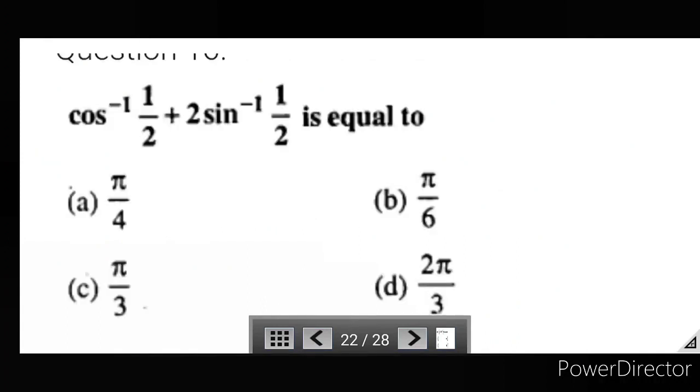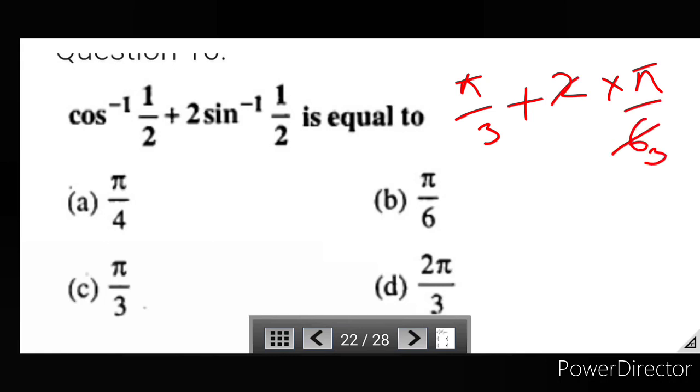Next question, cos inverse 1 by 2 plus 2 sin inverse 1 by 2 is equal to. First of all, cos inverse 1 by 2 is equal to pi by 3 plus 2, and sin inverse 1 by 2 is equal to pi by 6. Simplify, we get 2 pi by 3, that is D is right option.